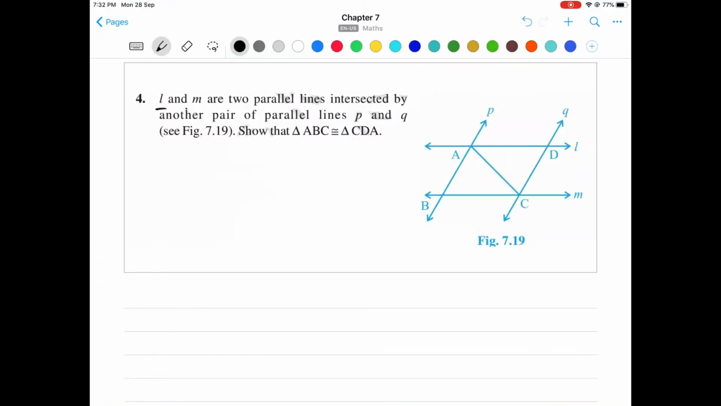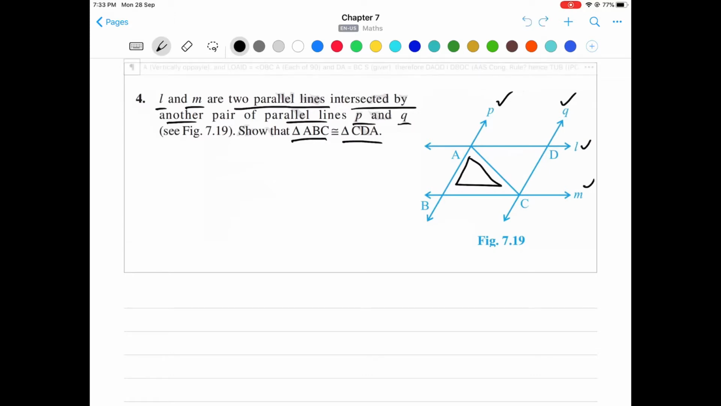Question number 4: L and M are two parallel lines intersected by another pair of parallel lines P and Q. So we have two parallel lines L and M, and they are intersected by another pair of parallel lines, which is P and Q. We have to prove that triangle ABC is congruent to triangle CDA. Triangle ABC is this one and CDA is this one. We have to prove that these two triangles are congruent.